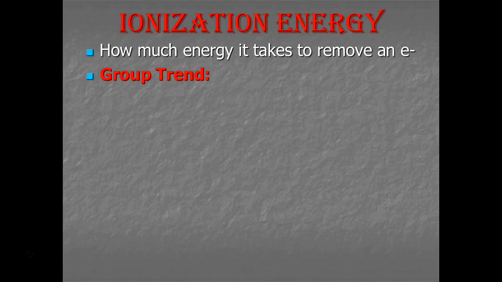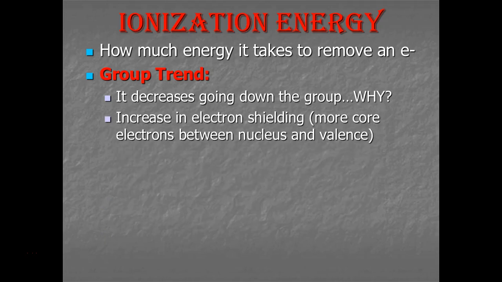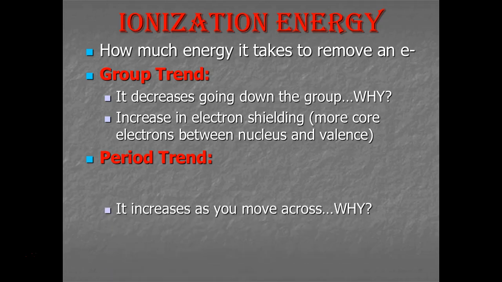The group trend, generally speaking, is that as you're going down the group, the ionization energy gets smaller. The reason it gets smaller as you go down the group is because you're adding more and more energy levels on, and so the electrons are on the outside of the atom, really far away from the nucleus, and so it's easier to pull the electrons away. That is mostly what's happening there: the electrons on the outside are easier to take apart.